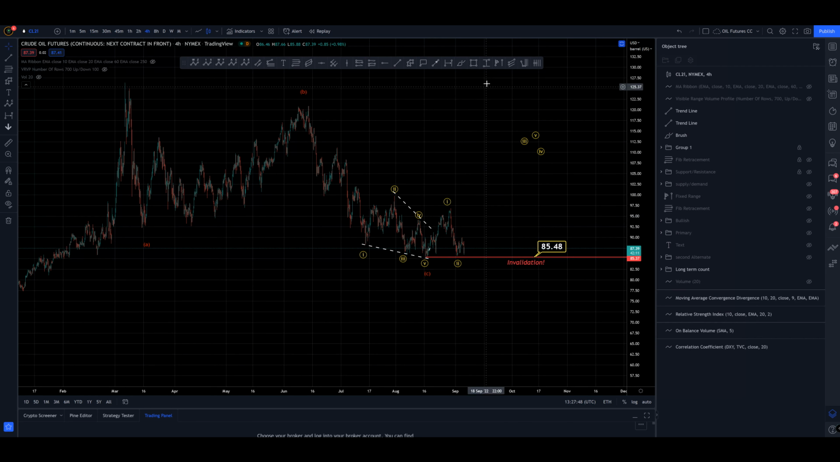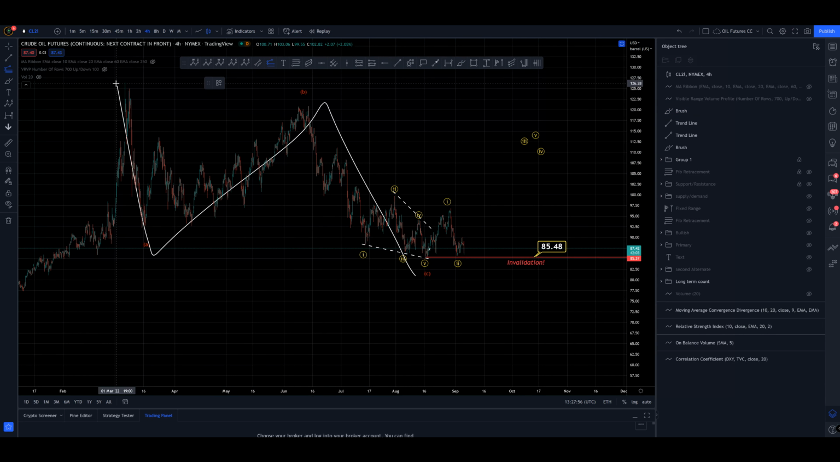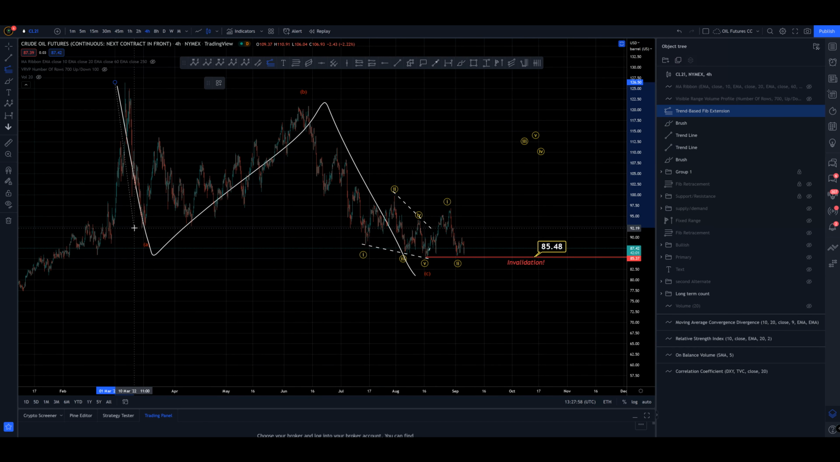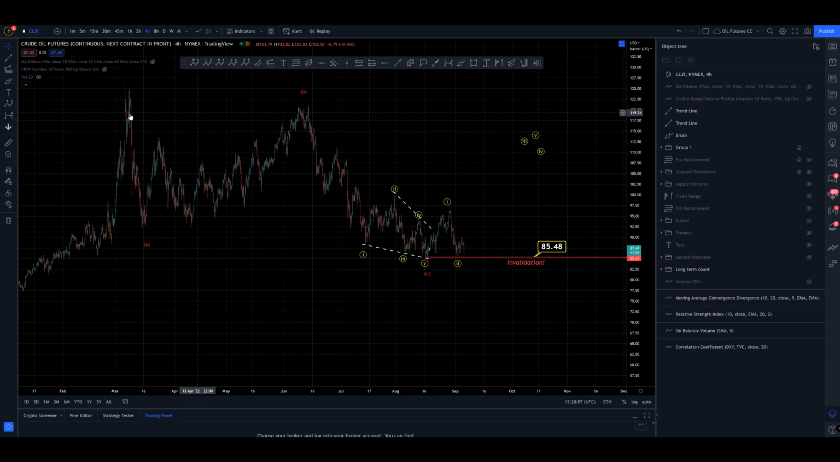But either way, one thing has to happen now. If this is ABC complete, we get roughly a 1-to-1 extension. So a nice relationship for a zigzag. 1-to-1 around these lows, right? Something that zigzags tend towards parity. They don't have to finish at parity, they just tend towards it.